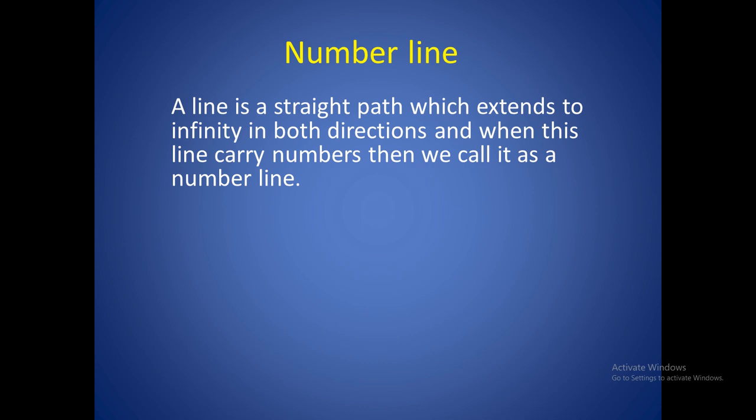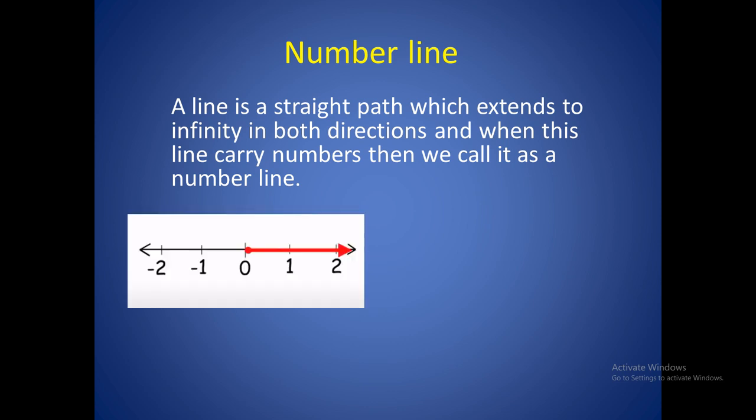First, what is a line? A line is a straight path which extends to infinity in both directions. And when this line carries numbers, then we call this line a number line. On a number line, if we take any point and mark it 0, then this point is the symbol for 0. This is the mark for 0. Then we'll plot points at equal distances on the left hand side as well as the right hand side.